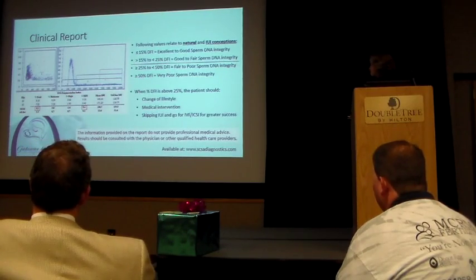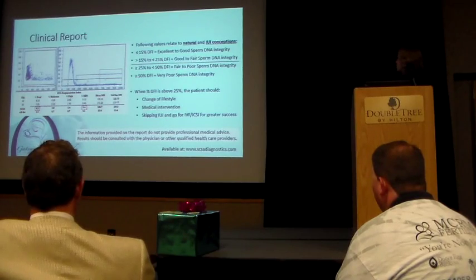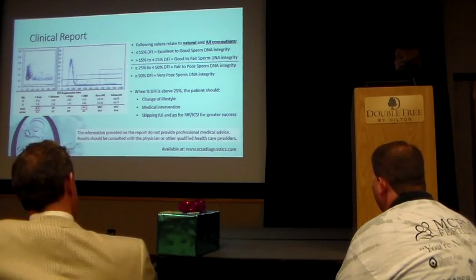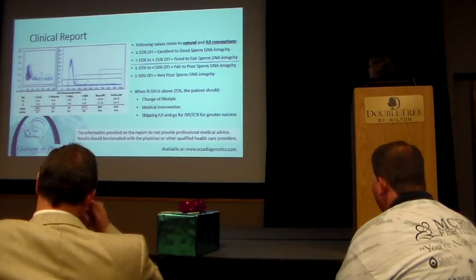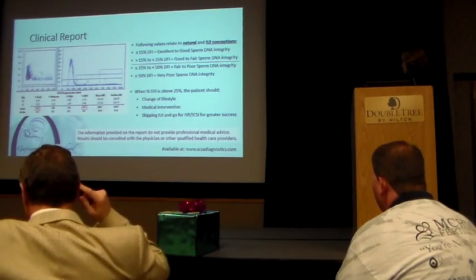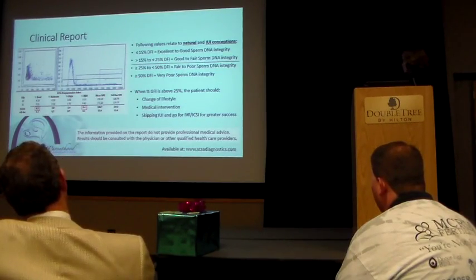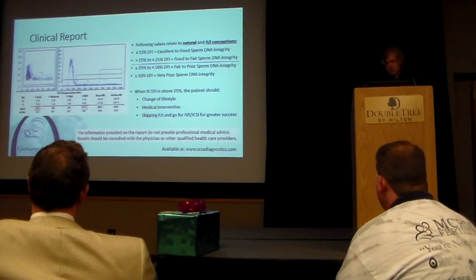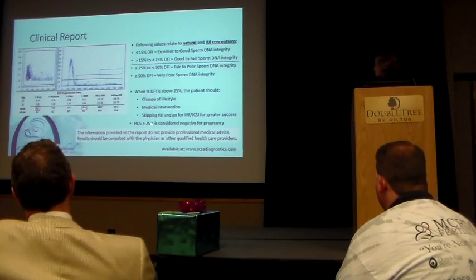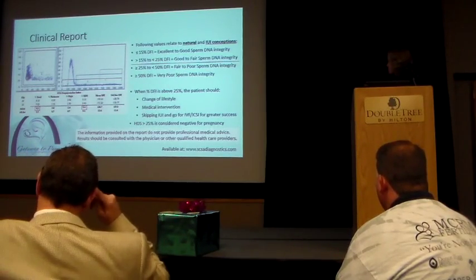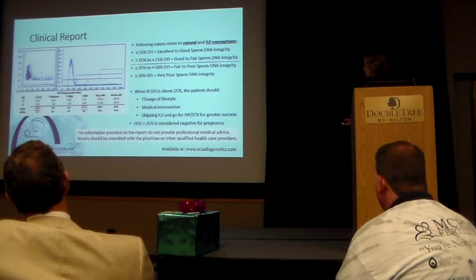Above this line, it is not advised for the couple to undergo natural or intrauterine insemination conception. Otherwise, it is advised to change lifestyle, consider medical intervention, or skip to in vitro fertilization or intracytoplasmic sperm injection for greater pregnancy success. With this information, high DNA staining above about 25% is also considered negative for pregnancy and should be looked at.